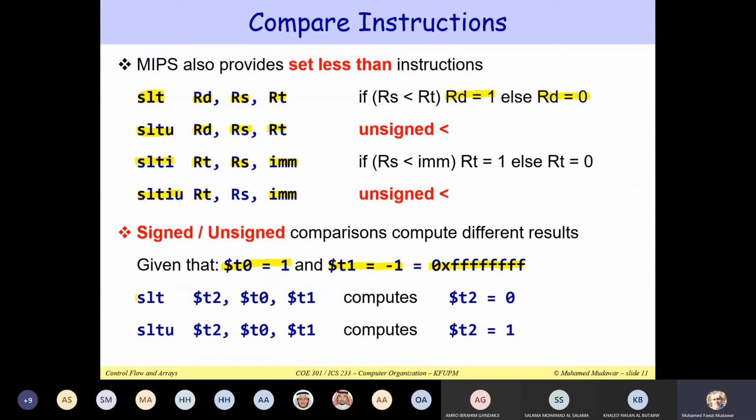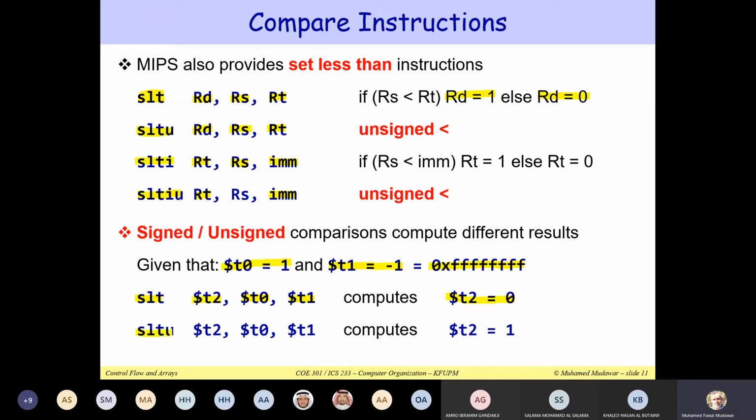Now, if I use signed comparison, set less than, I would like to compare T0 with T1. And suppose that the value of T0 is 1 and the value of T1 is -1. So is 1 less than -1? It's false, right? 1 is greater than -1. It's not less than. So therefore, the result of this comparison is false. So this instruction is going to write 0 in T2 because the result of this comparison is false. So set less than is going to compare the value of T0 and T1, and if the result is false, we're going to write 0 in T2. So the result here is written into register T2.